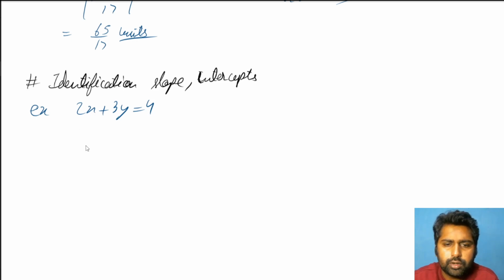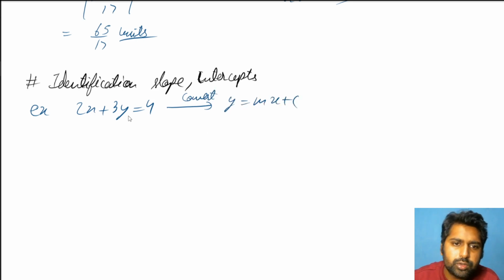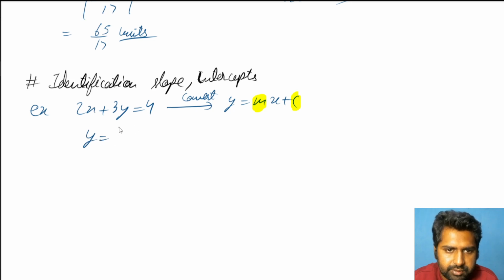In order to get the slope, you convert this into y is equal to mx plus c, meaning you try to generate the expression for y. Whatever is the coefficient of x will be your slope. Whatever is this c will be your y-intercept. So if I generate y, it will be 4 minus 2x upon 3. Let's split the denominator: 4 by 3 minus 2 by 3 x.